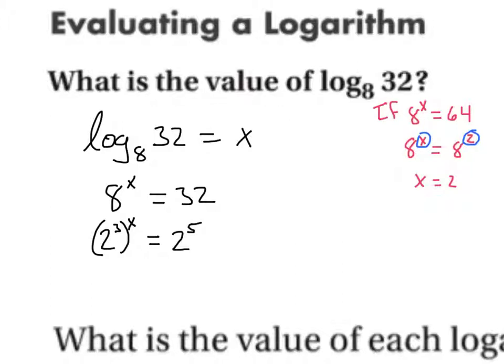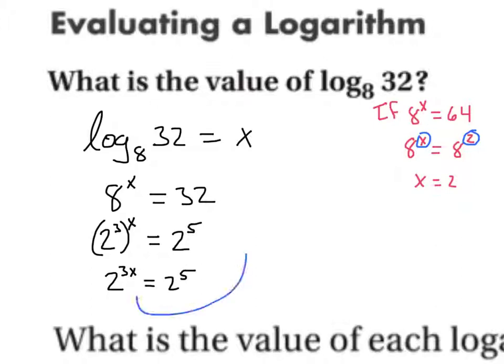By the way, that roots chart that you guys should still have, it's handy to have right now if you don't know these things. It's nice to have. Okay, well, 2 to the third power raised to the x power. What do we do when we take a power and raise it to a power? Multiply them. So we have 2 to the 3x power equals 2 to the 5th power.